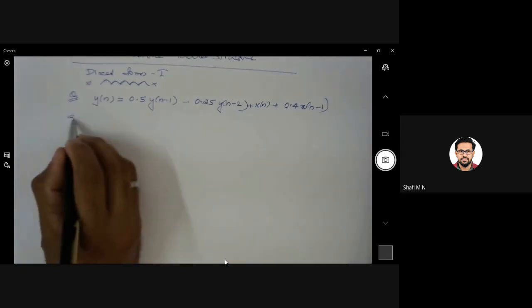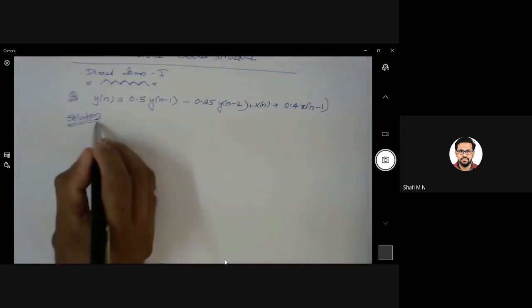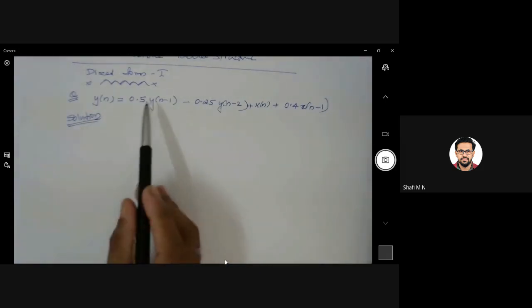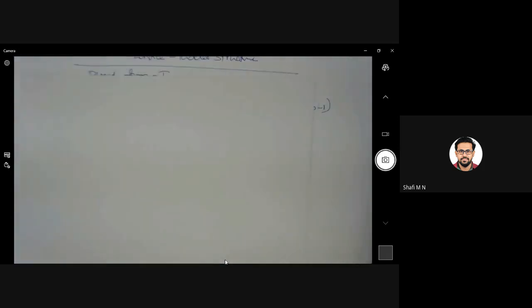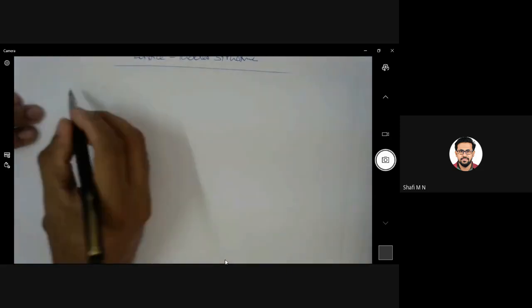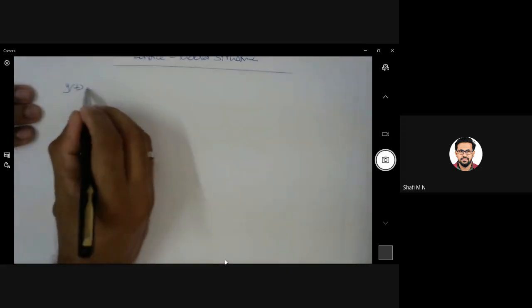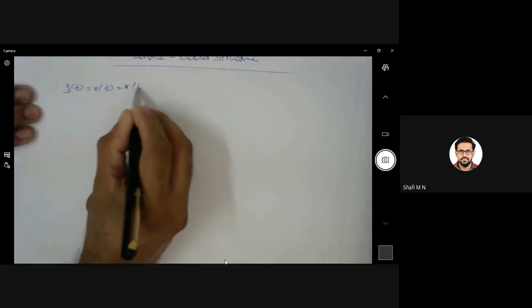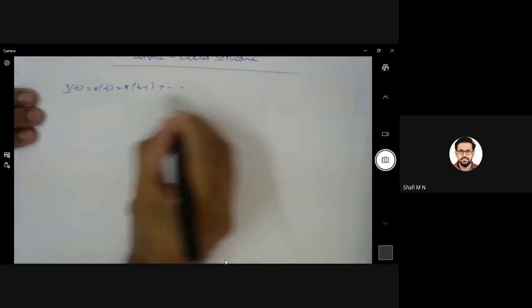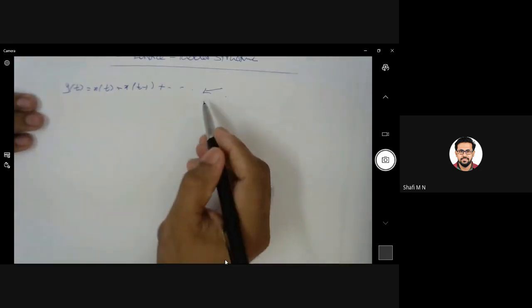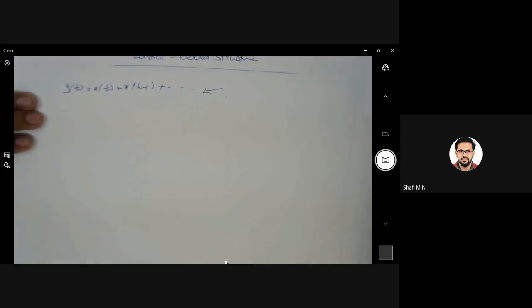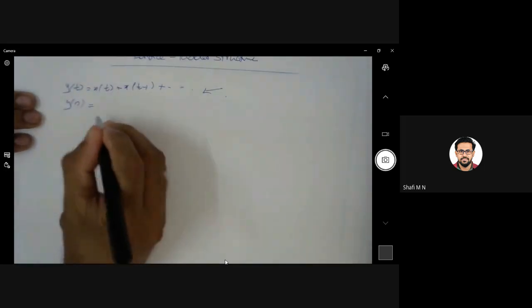So the question is, you have to obtain the direct form structure or direct form realization of this particular system. This is a difference equation. Do you know the difference between difference equation and differential equation? See, differential equation comes like this: y of t is equal to x of t plus x of t minus 1 plus something like this. This can be used to represent analog or continuous systems. And what we are dealing with is discrete systems or digital filters, so that will be represented by a difference equation only.